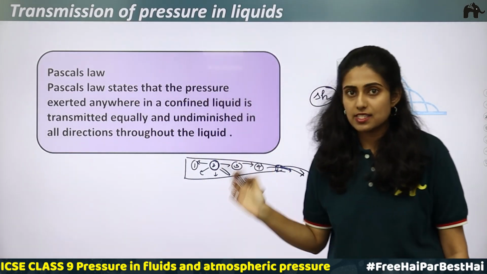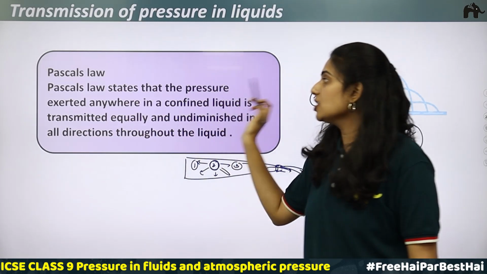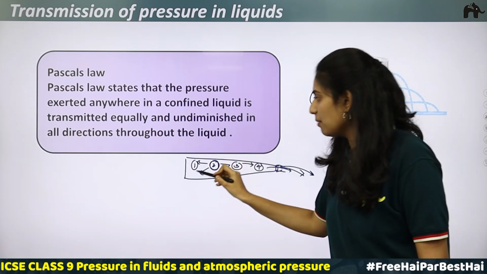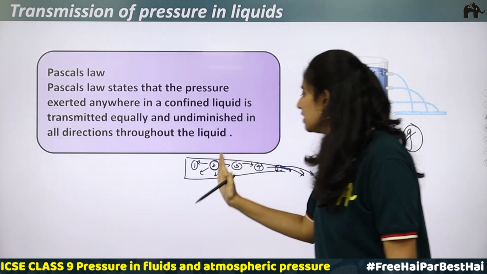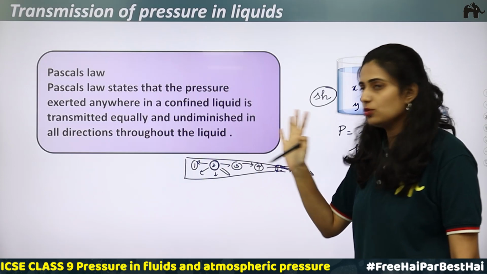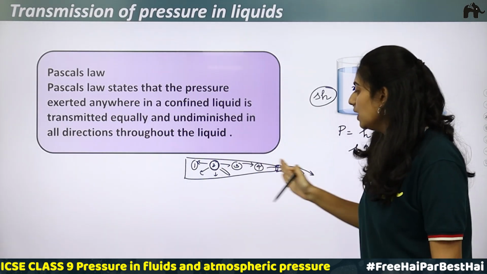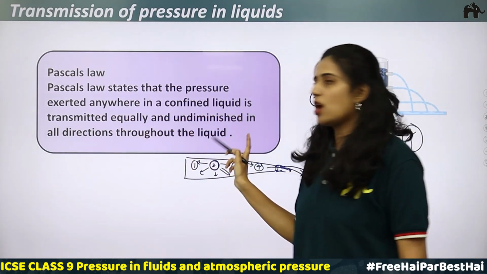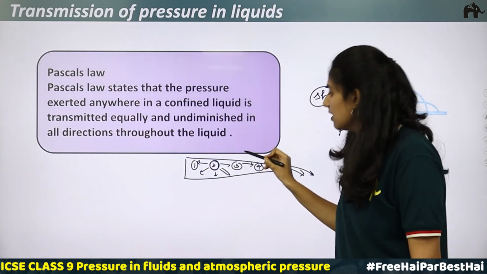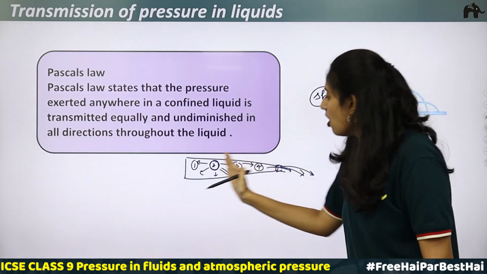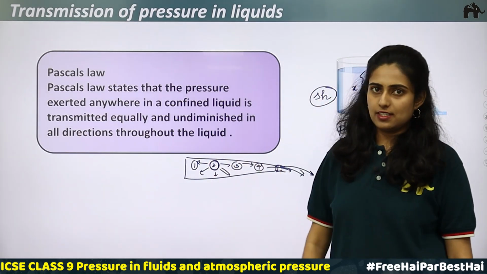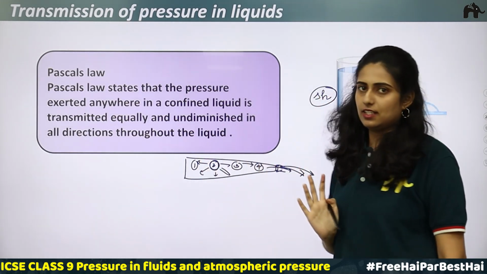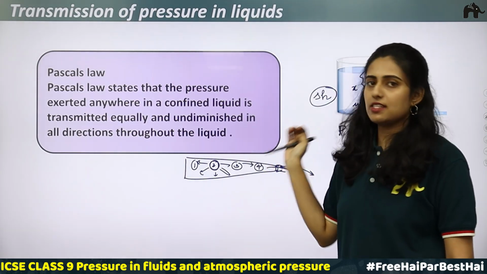So by increasing pressure, we can understand that the amount of the fluid that comes out will also increase. Okay, now we can state Pascal's law. Pascal's law states that the pressure exerted anywhere in a confined liquid is transmitted equally. If you are applying pressure at 1, it is equally transmitted to 3, 4, 2, etc. And the amount of fluid that comes out depends on this pressure. And undiminished in all directions throughout the liquid. As I said, if the pressure at 3 is increased, in all directions the pressure will increase. At all points in this confined area, the pressure will increase. Okay, so this is what Pascal's law is.